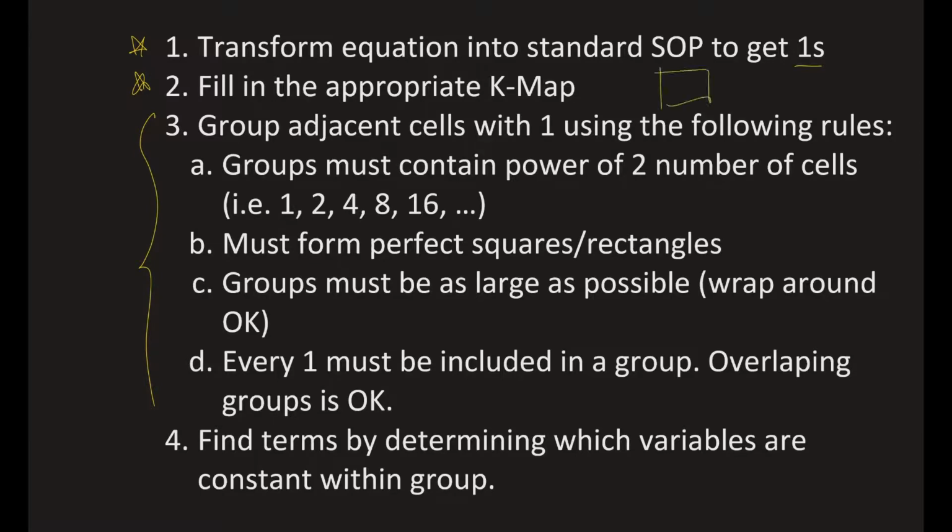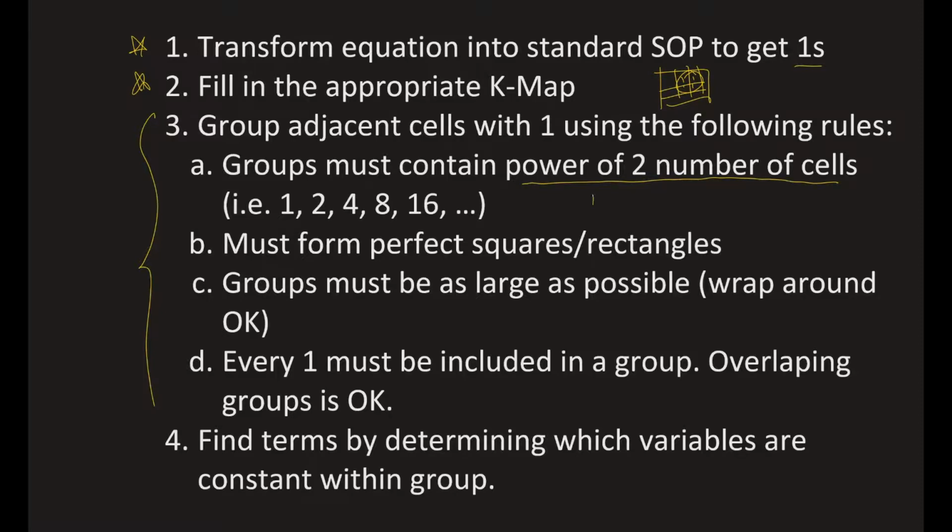So, K-maps kind of look like this, and you get a bunch of stuff like this, and a bunch of stuff like this, and you get a bunch of ones like that. We have to group them. So, here's how we have to group them. We have to follow these rules. Groups must contain a power of 2 number of cells.